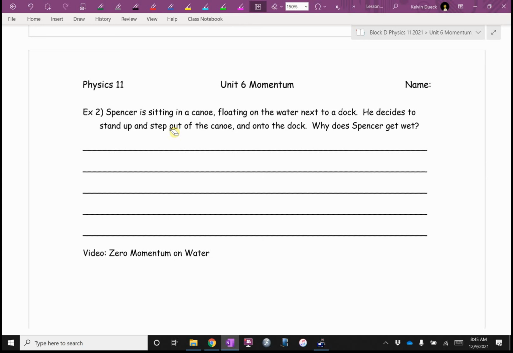Why does Spencer get wet? Why will he end up in the water? I saw this happen all the time, and I would just giggle. Or, very similarly, if you've ever tried, when you're horsing around in a pool or in a lake, standing on something that floats, like an inner tube, why is it that when you try and dive off, you belly flop?